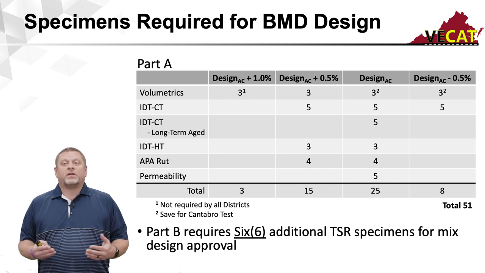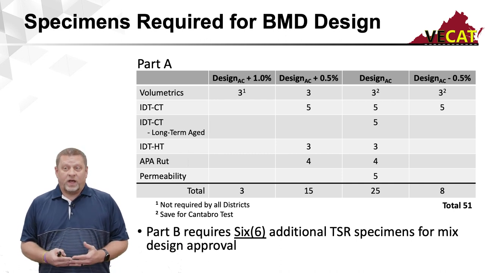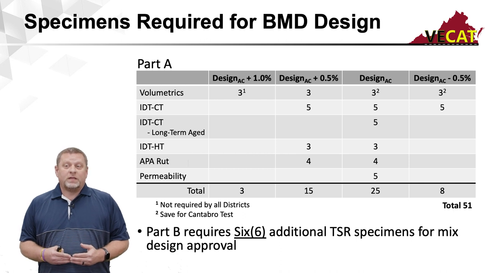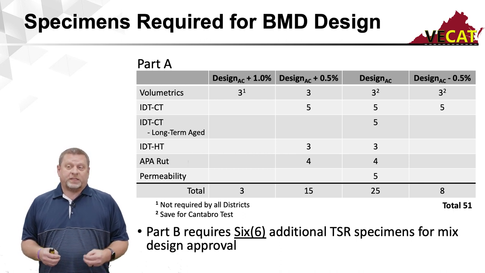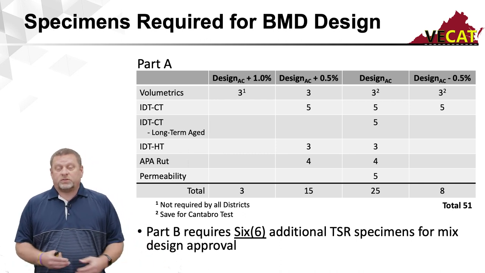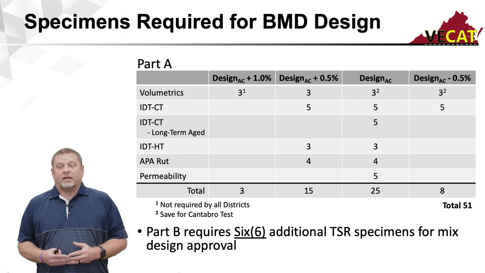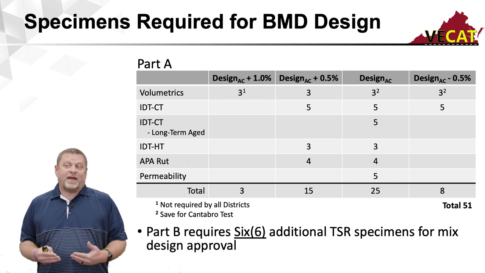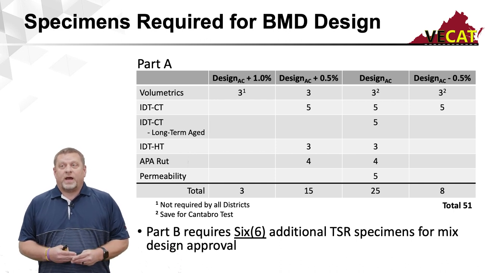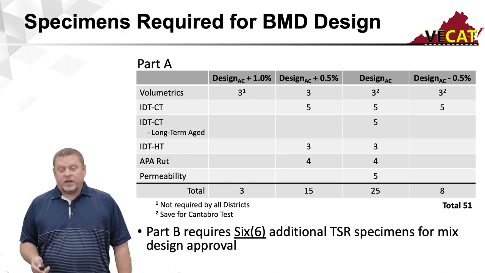The reason being, we're looking at cracking, we're looking at rutting, we're looking at everything that's required as part of the mix design phase. Both will still require Part B, which is 6 additional specimens where we do our TSRs. As I mentioned earlier, that was already required as part of the volumetric phase, so that's still there. And so when you add those 6 additional, you're looking at a total for a complete new JMF, job mix formula, for a balanced mix design of 57 specimens. That's quite an increase over what we've done in the past.